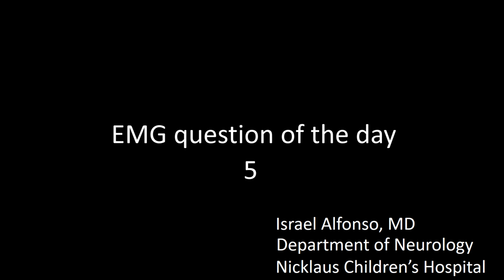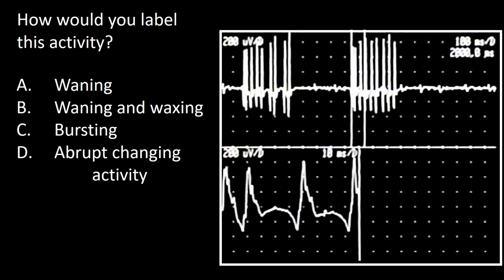EMG question of the day. How would you label this activity? A. Waning. B. Waxing and waning. C. Bursting. D. Abrupt changing activity.